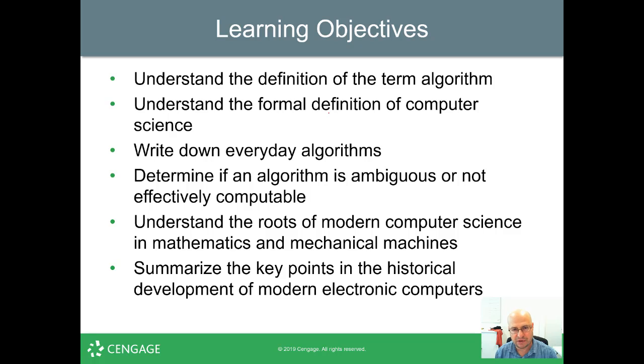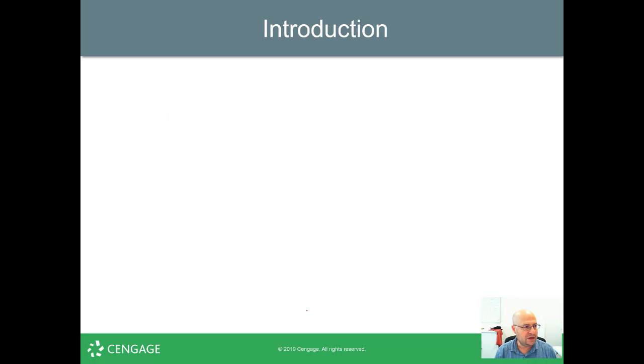So first, learning objectives, not only for this lecture, but for the entire course: understanding the definition of the term algorithm, understand the formal definition of computer science, write down some very simple everyday algorithms, determine if an algorithm is ambiguous or not effectively computable, understand the roots of modern computer science in mathematics and mechanical machines, and summarize the key points in the historical development of modern electronic computers.